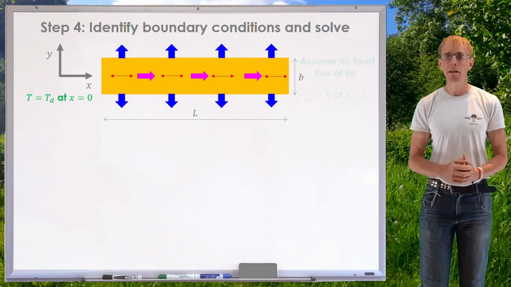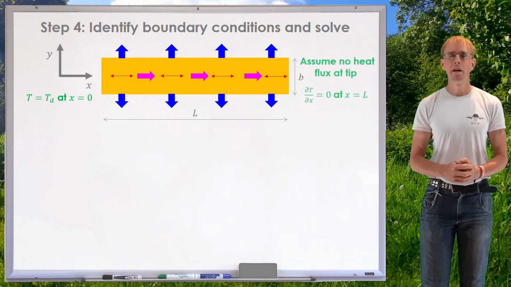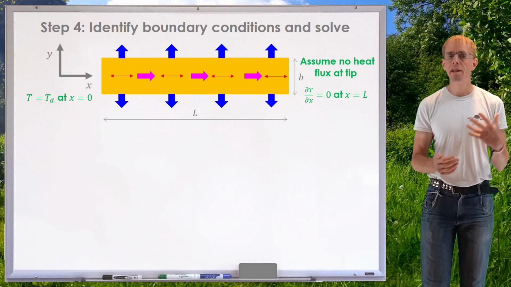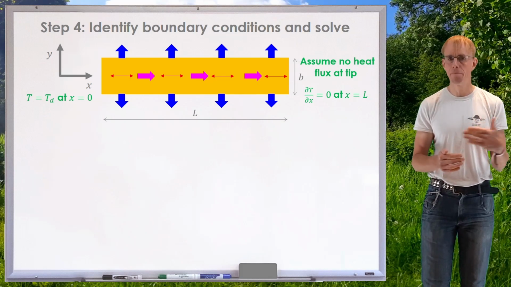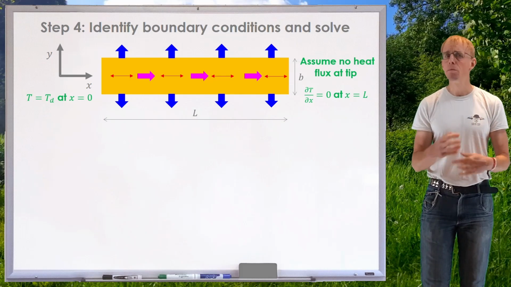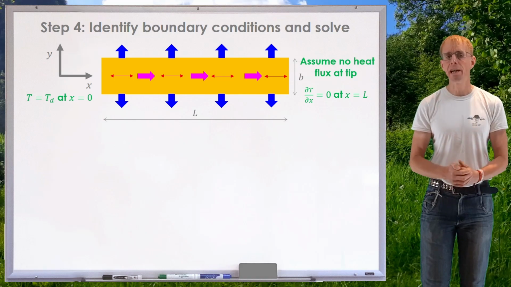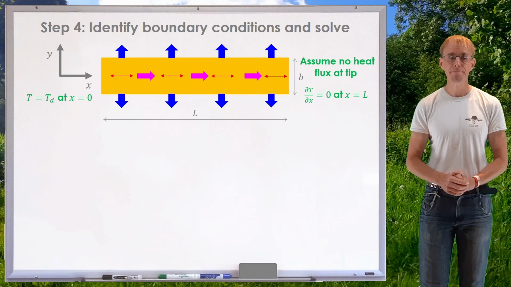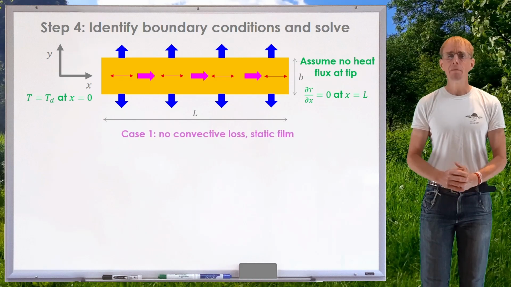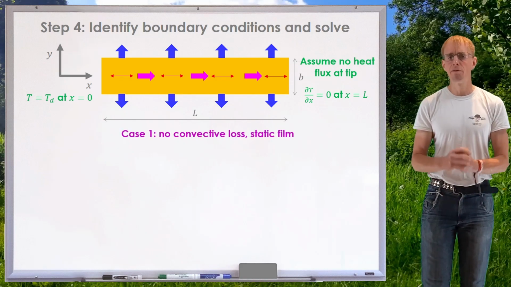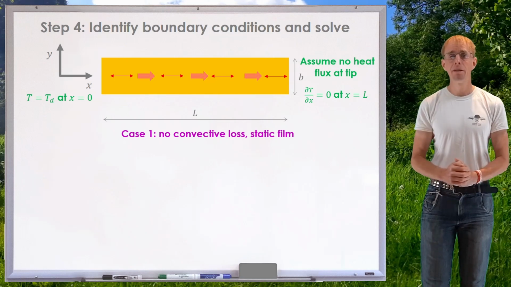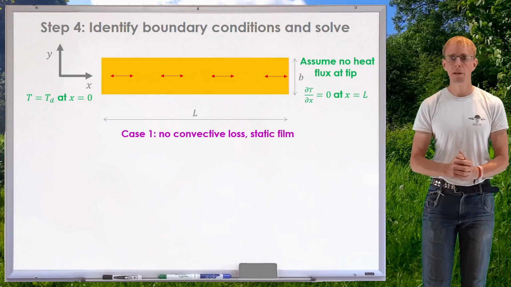At length L, when x equals L, I'm assuming I've got an insulation condition, that there is no temperature gradient at that point. This is a slightly circumspect assumption, but we'll run with it for now, as it simplifies the problem and still gives us some insight. Okay, so let's think about case 1. There's no convective loss, the blue arrows disappear, and the film is completely static, the pink arrows disappear.